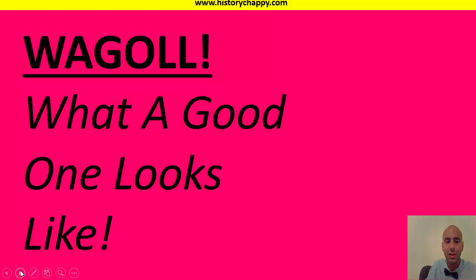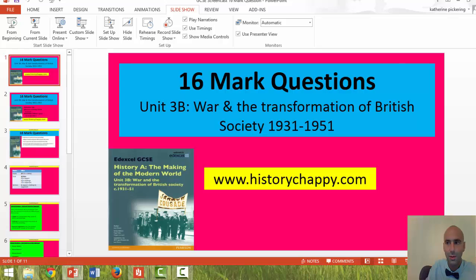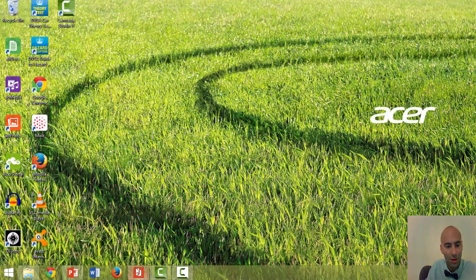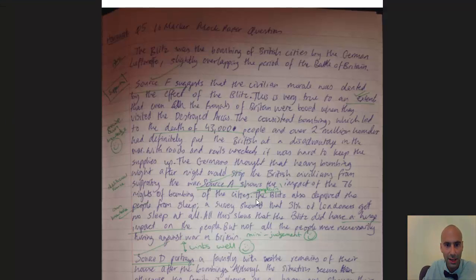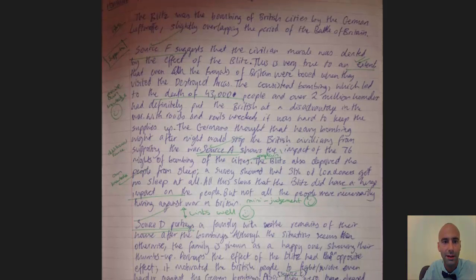Okay then, what does a good answer look like? Fortunately, I have one I cooked earlier, or one of my outstanding pupils cooked for me. All of my pupils are brilliant, so here's an exemplar answer for you. It's not perfect, but it's pretty damn good. So let's have a look what they've done well and see if we can incorporate that into our own practice.